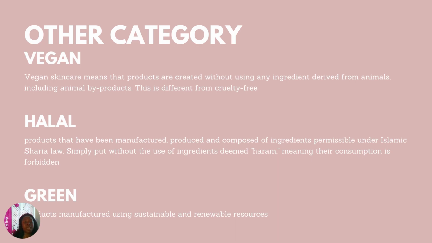Now we have halal products. This means products that have been manufactured, produced, and composed of ingredients permissible under Islamic Sharia law. Simply put, without the use of ingredients deemed haram, meaning their consumption is forbidden. So halal products have to be made with ingredients that are halal.